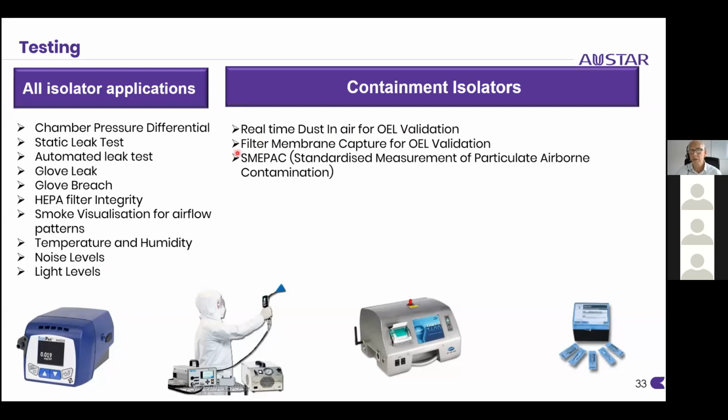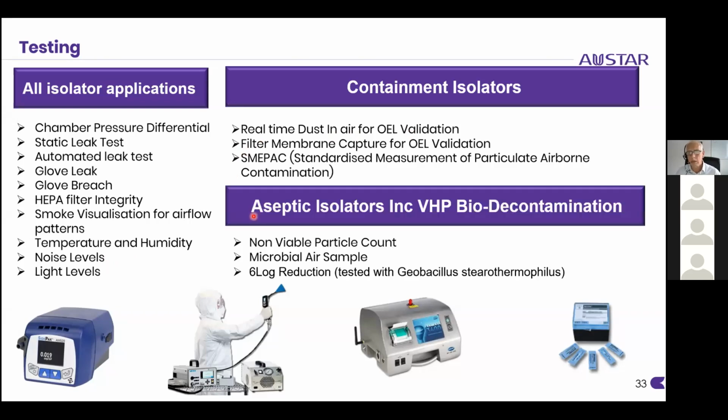There's also a higher level of testing, which is filter membrane capture, again for OEL validation. And then there's a top level SME-PAC testing. On aseptic isolators, we would be testing for non-viable particles, we would be testing for microbial particles, and also performing 6-log reduction. VHP is to remove all microbial growth inside there. If there's any particles in there that have viable organisms on them, 6-log reduction confirms that and validates that.